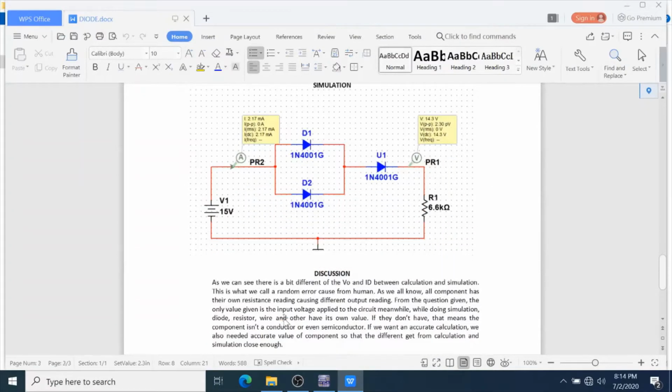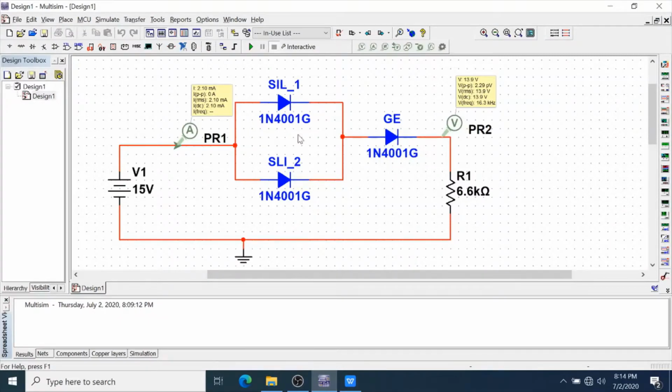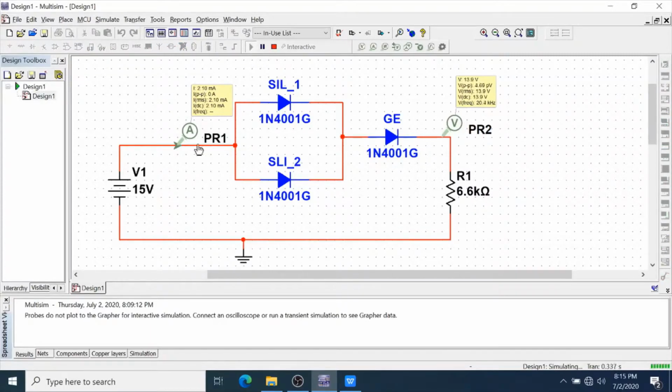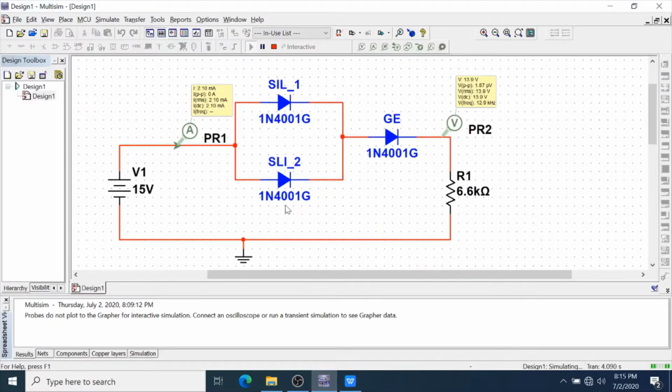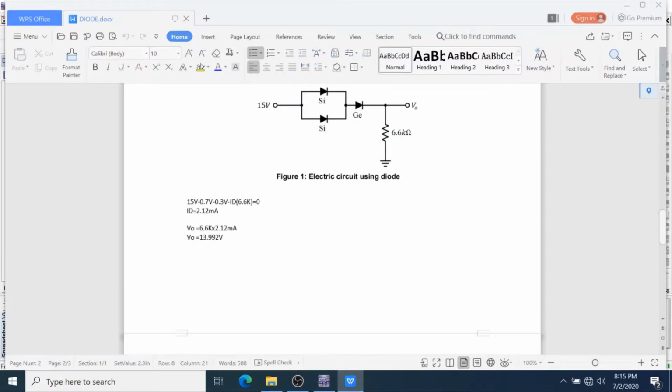For the simulation, we go to the Multisim, we run the circuit. As we can see here, the current we get is 2.10 milliampere. Almost the same as the ID we get from calculation, 2.12 milliampere. And for the voltage, we get 13.9 volt. This is also the same as the calculated V0 of 13.992 volt. Okay, that's all for me.